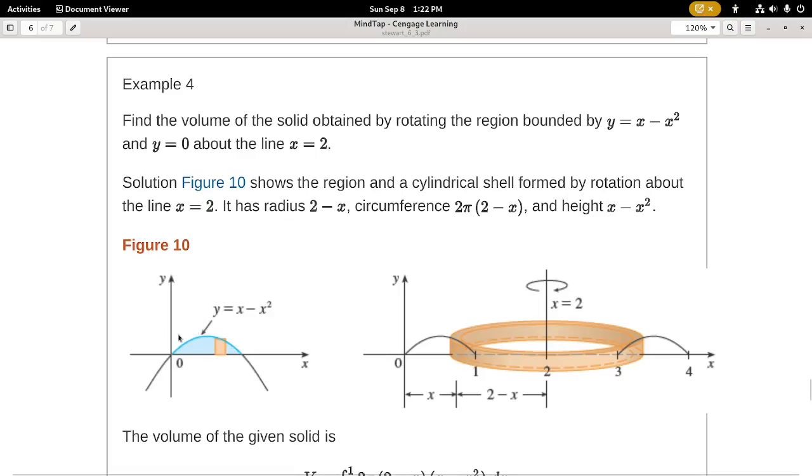Okay, so I have the curve y equals x minus x squared, and I look at the area under that curve between that and the x-axis. So this is x equals 0, this value is x equals 1. You can solve for that root, just set that to 0, solve for x, you can find x equals 1. And now I rotate this not about the y-axis, I rotate this about the line x equals 2. So if that's x equals 1, x equals 2 is out here.